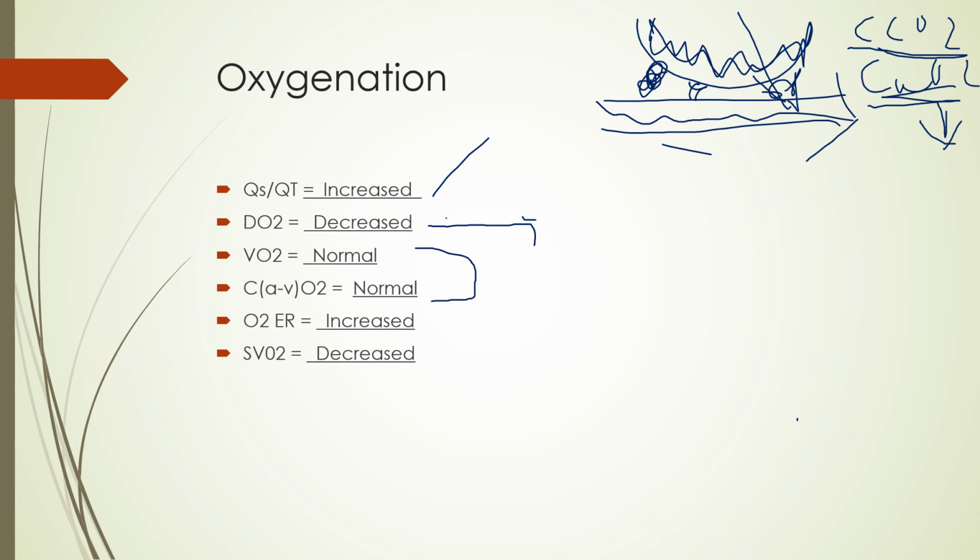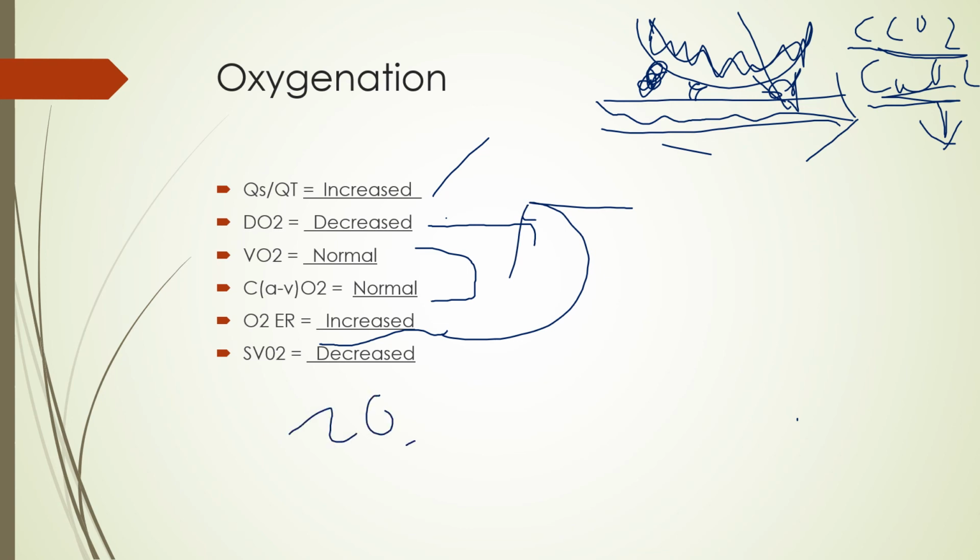Now let's say they're running a significant fever. Say they're running at 105, right? Just making up numbers. That's where those can be increased. But just in general, those will not be changed. And then finally, your oxygen extraction ratio is increased. This is exactly because your DO2 is decreased, right? We talked about this before, right?